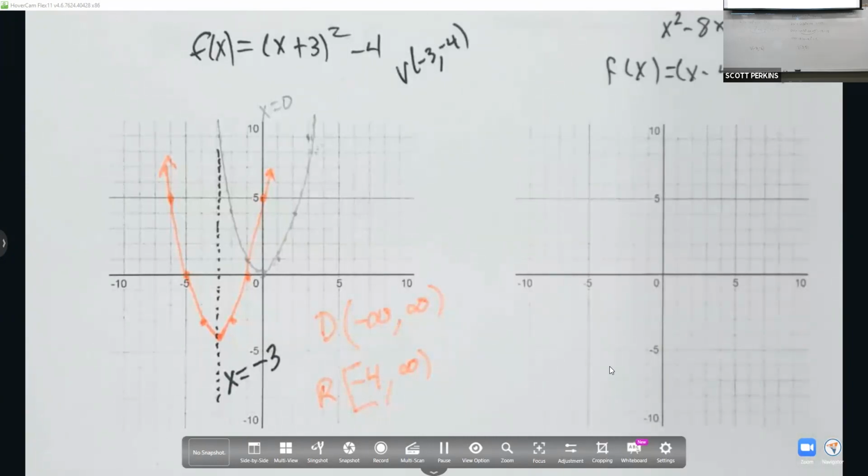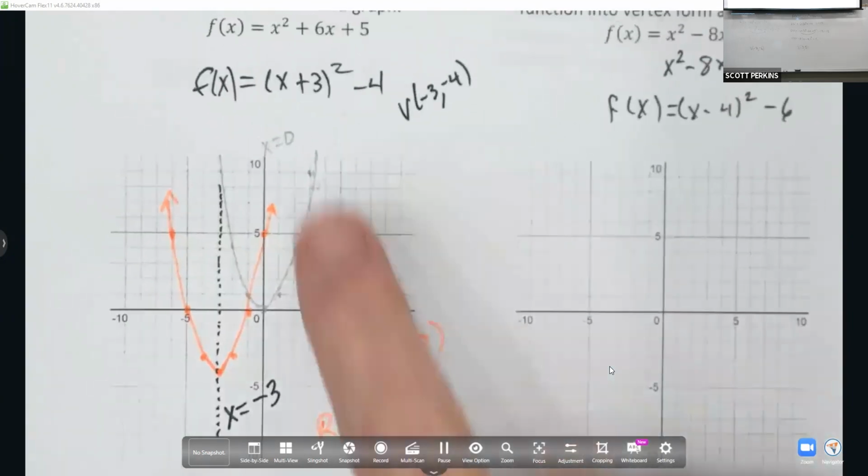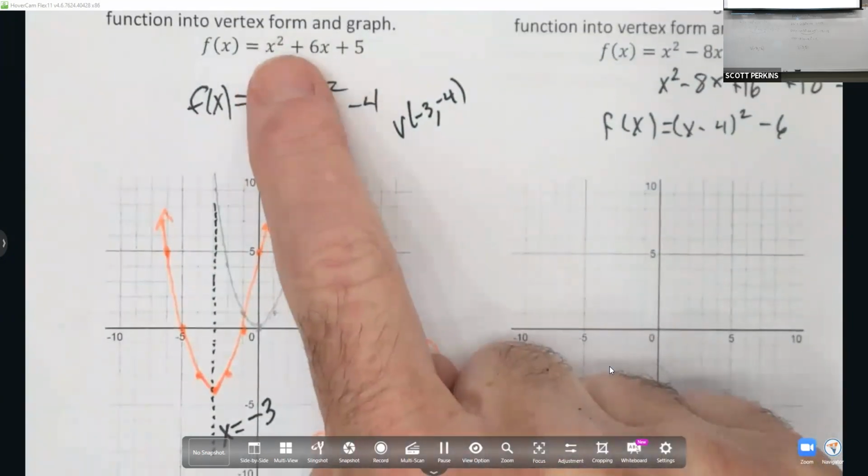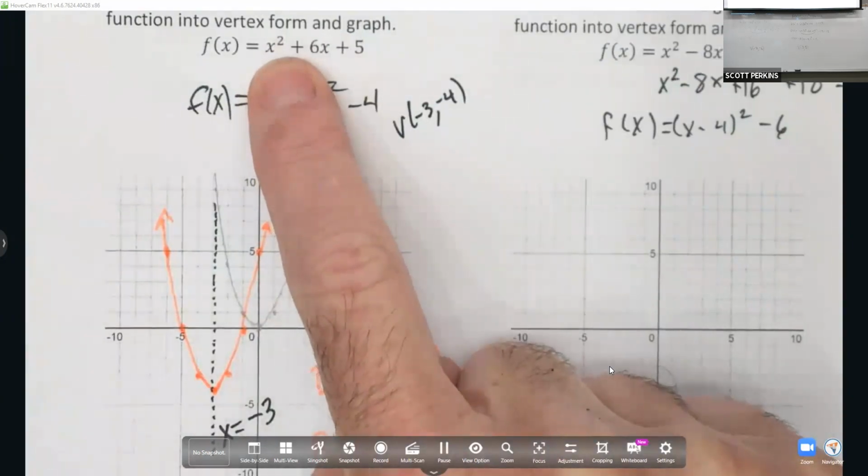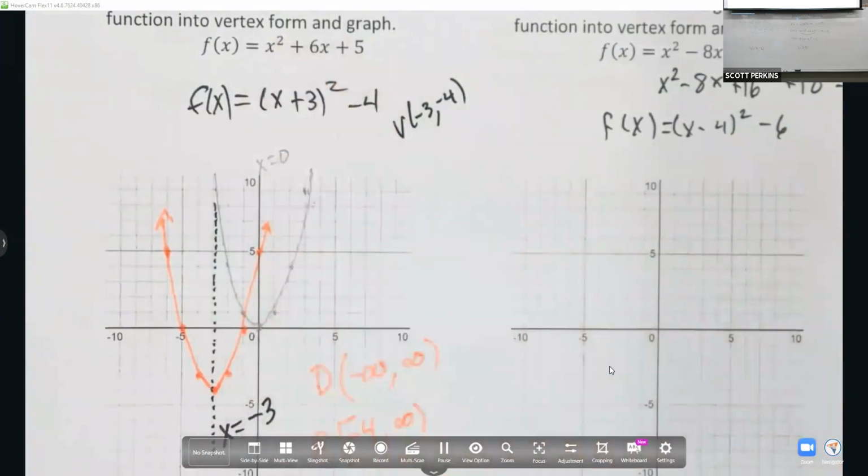Why does it have a minimum? Which way is this graph pointing? It's pointing up. Now let's think about our stretching and shrinking and everything. What about this graph, what about this, tells me, even if I didn't graph it, that this graph is pointing up?